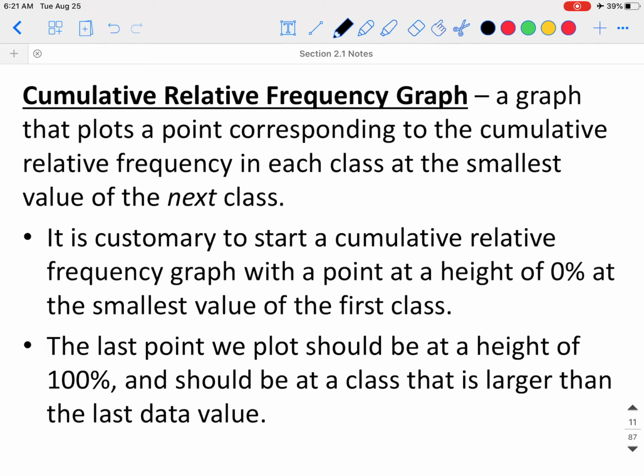A cumulative relative frequency graph is a graph that plots a point corresponding to the cumulative relative frequency in each class at the smallest value of the next class. It is customary to start a cumulative relative frequency graph with a point at a height of 0% at the smallest value of the first class. The last point we plot should be at a height of 100% and should be at a class that is larger than the last data value.